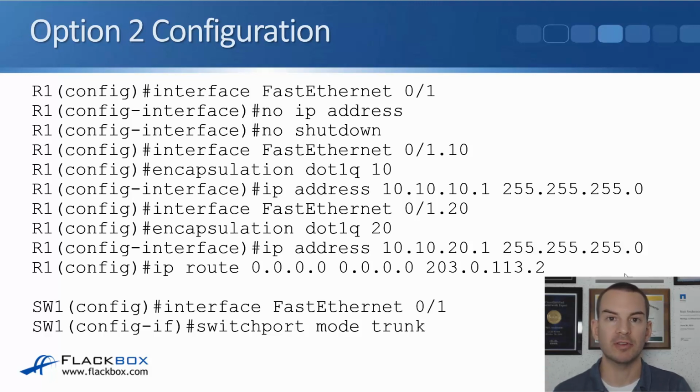I do exactly the same config for my sales VLAN sub-interface. So interface FastEthernet 0/1.20, encapsulation dot1q 20 for the sales VLAN, ip address 10.10.20.1, 255.255.255.0.